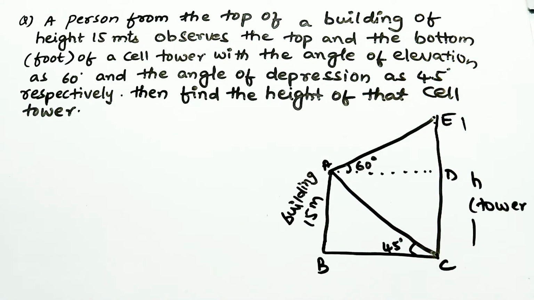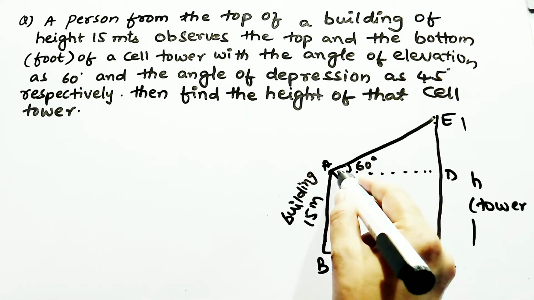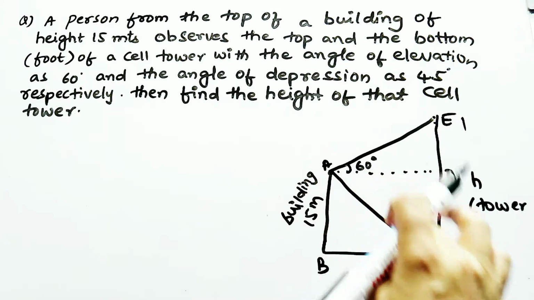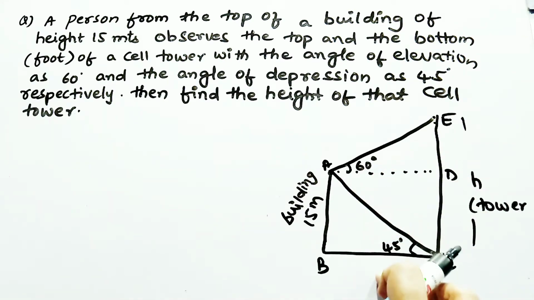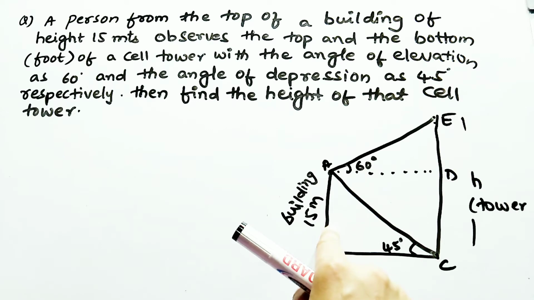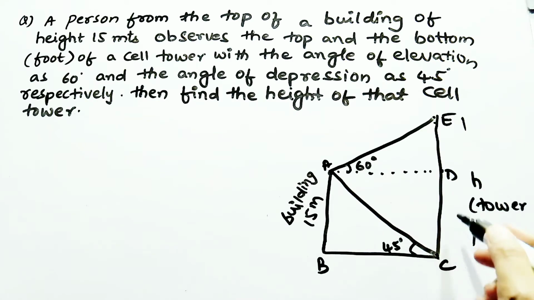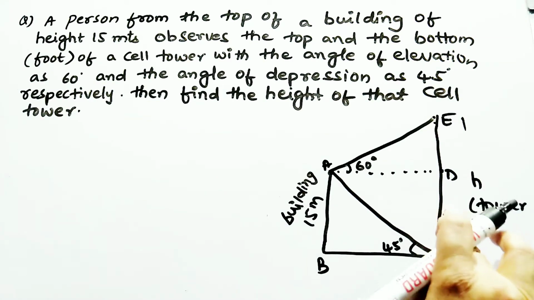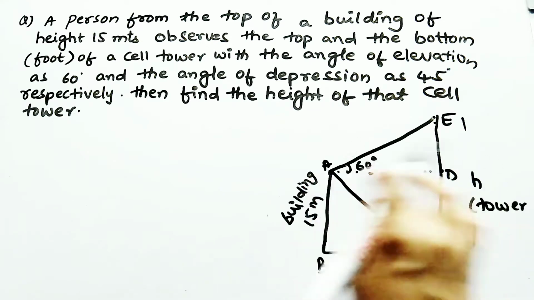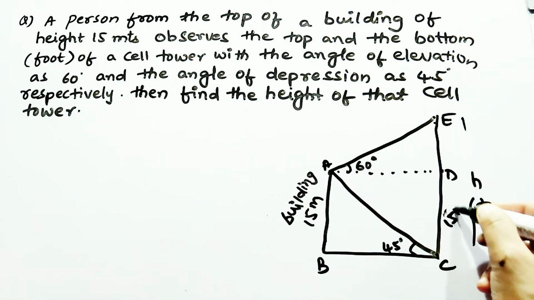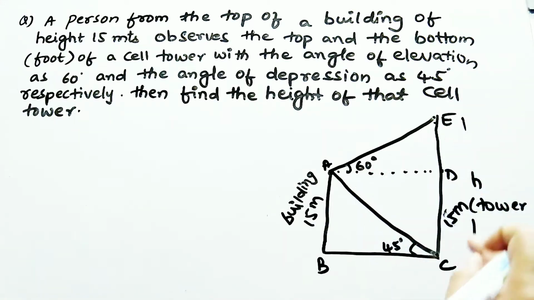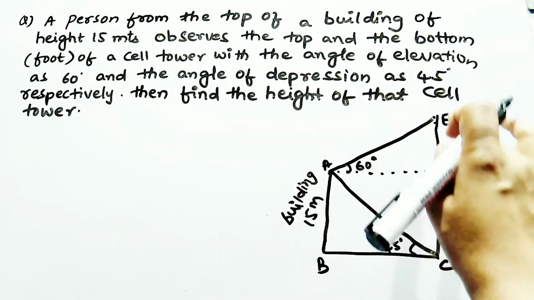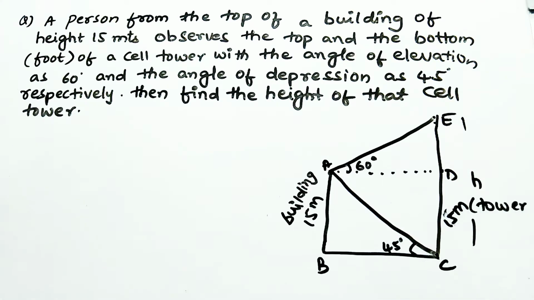So what we have to find out? We have to find out the height of the cell tower. Just observe what I said, this is a horizontal line, this is a horizontal line. Parallel lines distance must be the same. Up to here the height of the tower is the same 15 meters, because the building height is 15 meter. So we have to find DE. If you combine CD plus DE, you will get the height of that cell tower.